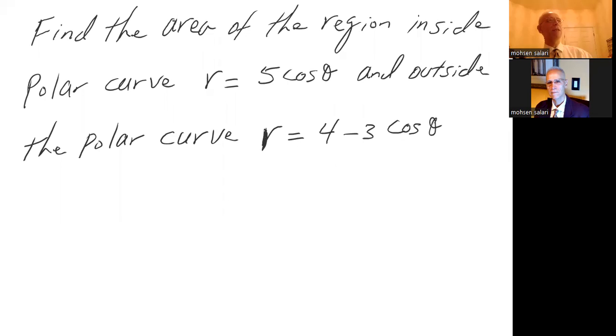So we want to find the area of the region inside the polar curve r equals 5 cosine of theta, but outside of the polar curve r equals 4 minus 3 cosine of theta. So let's look at the graph of these.